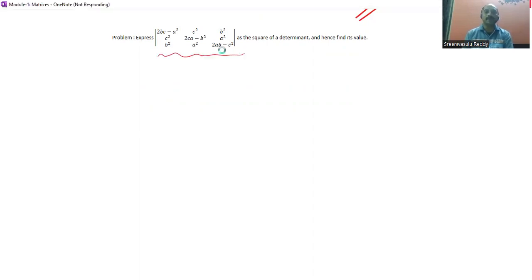So here our question is: expand this as the square of a determinant of some other matrix, and hence find its value. Later find the value. Two questions are there here, not a single one. Okay, we will try.